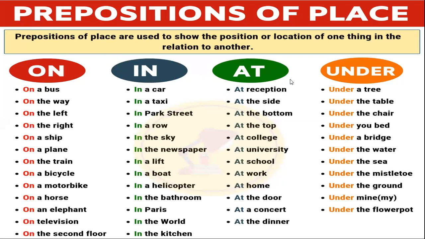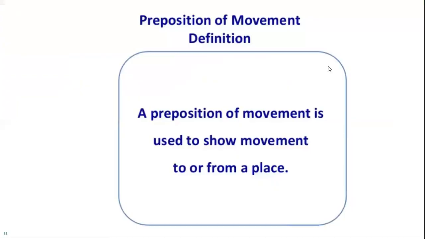So these four prepositions are used to show the position or location of one thing in relation to another. So read these words, students. Read these preposition words where we can use on, in, at, and under.